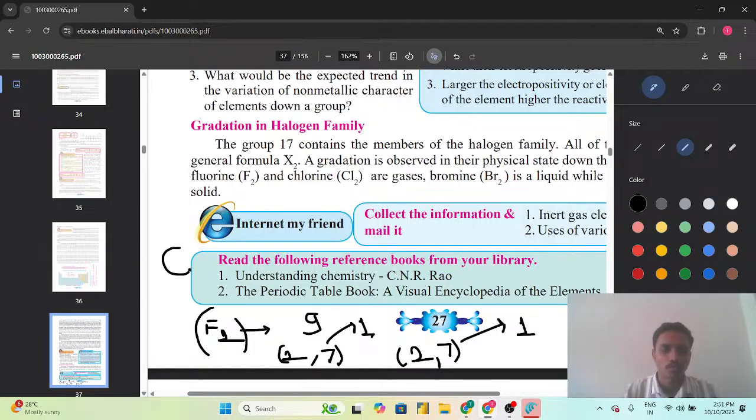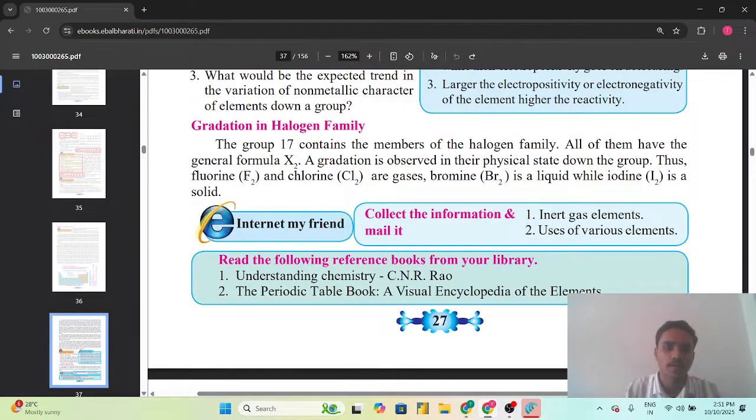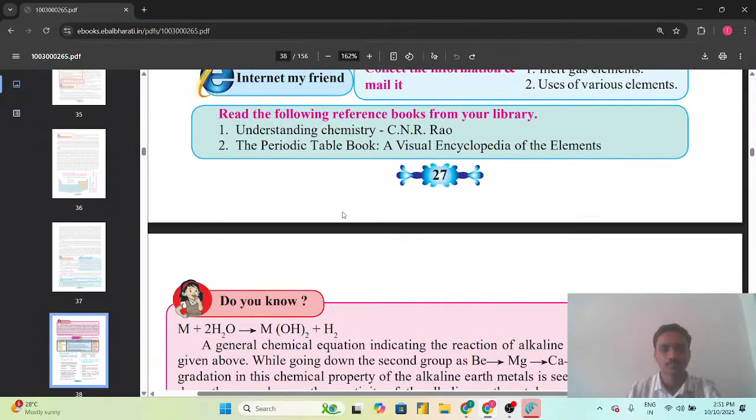In forming the outermost configuration, they will share one electron. After sharing this one electron, each fluorine will be able to complete its octet, and due to this they will form a stable compound. So that's why fluorine and chlorine exist as F2, Cl2, Br2, I2 and so on.